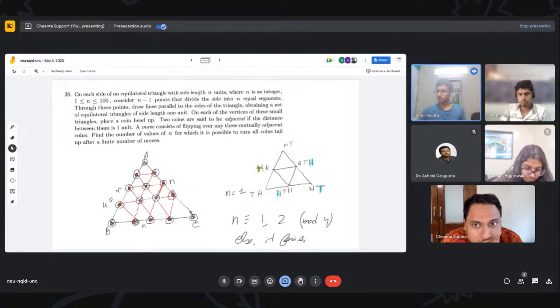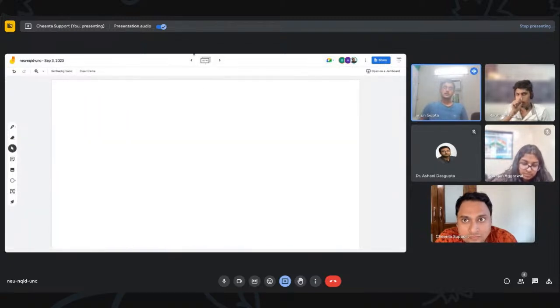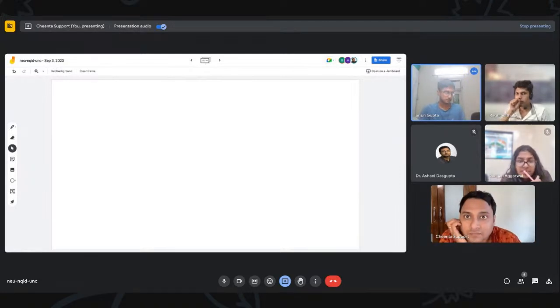So first we prove that if n is congruent to 1 or 2 mod 4, then it works. And the way we will do it is by induction. Essentially, we will prove that if we can do it for a triangle with side length n, then we can do it for a triangle with side length n plus 4. And since we know that we can easily do it for 1 and for 2, as sir just presented a way for 2, then we can do it for everything.